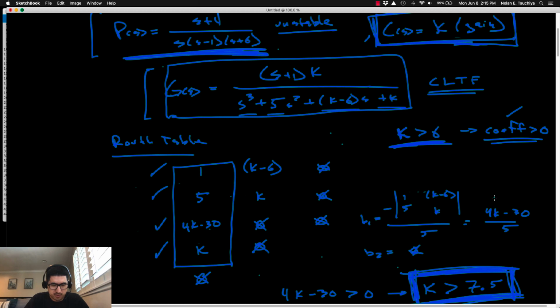So that's it for stability. In the next lecture, we're going to start, like I said, to actually close the loop and try to analyze the closed loop behavior of these types of transfer functions.